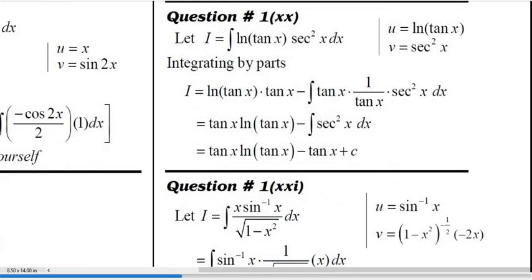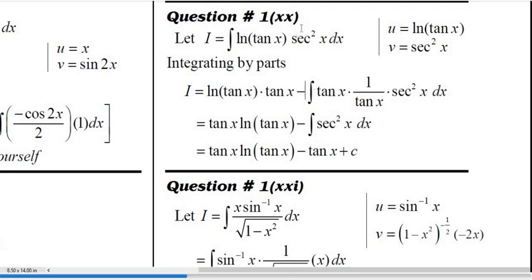Part number 20 is: let I is equal to integration of natural log of tan x secant square x dx. Here we have two functions. One function is natural log of tan x and second function is secant square x. We take natural log of tan x as a first function and secant square x as a second function. Integrating by parts, first function as it is, which is natural log of tan x, and integration of second function. Second function is secant square x, and we know that integration of secant square x is tan x.